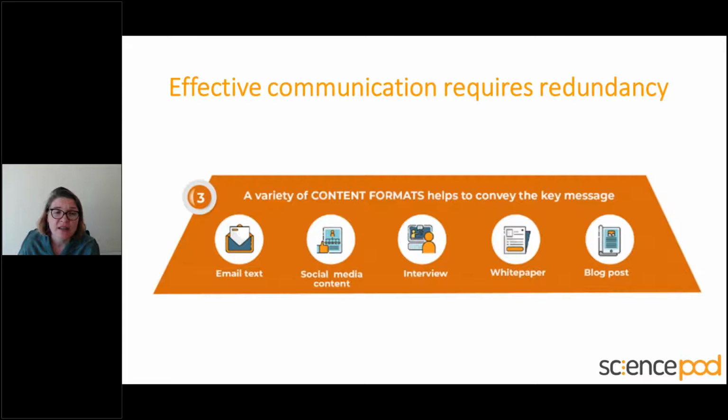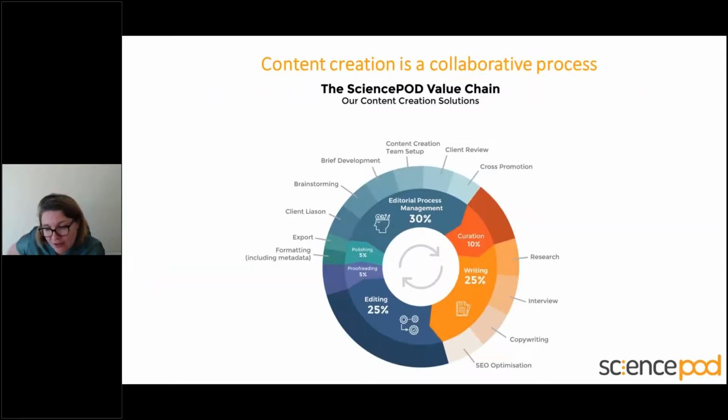In order to get to the point where you can create multiple formats, clearly you need to create that content. A lot of our clients come to us and say, oh yes, I need a copywriter to create my content. And that's true, they're completely right. What often people don't realize is that it doesn't just take a writer to create a piece of content. It takes a lot of work, and that work is represented on this diagram that you see here on the screen.